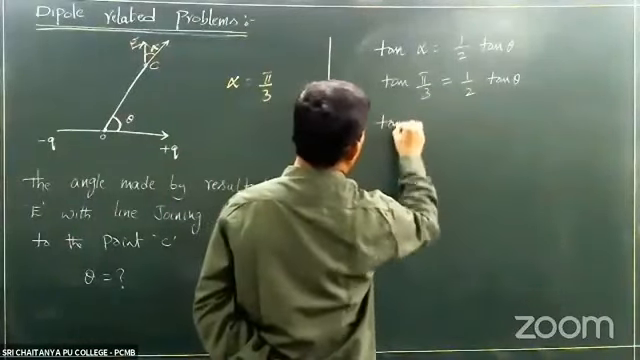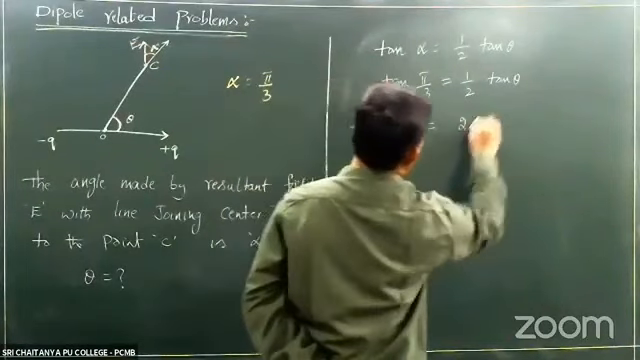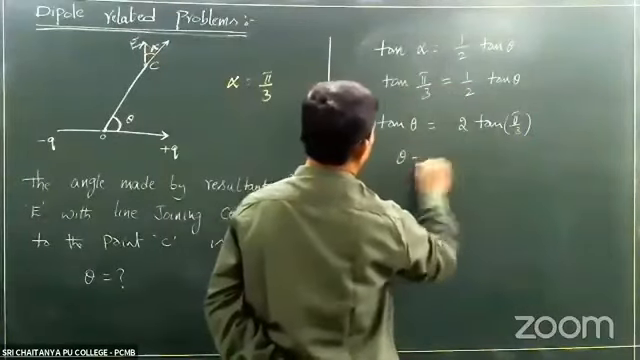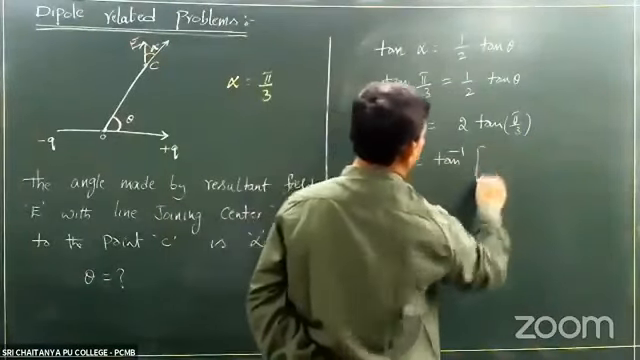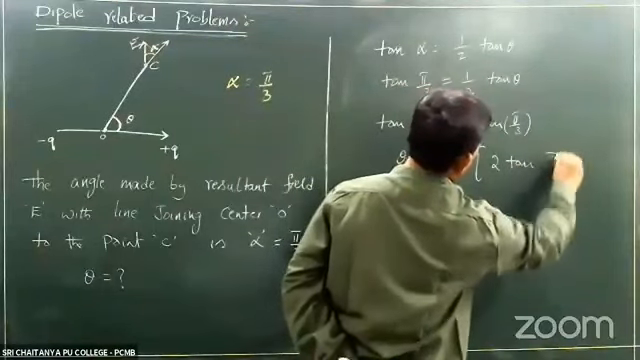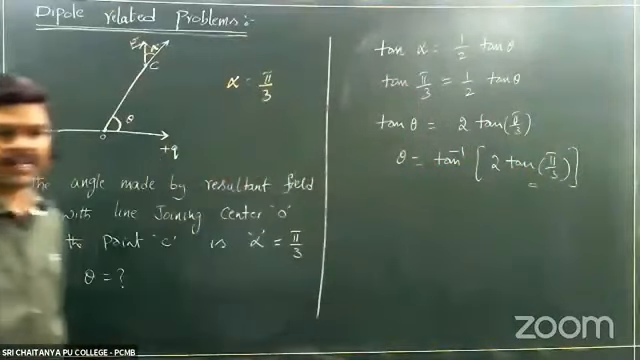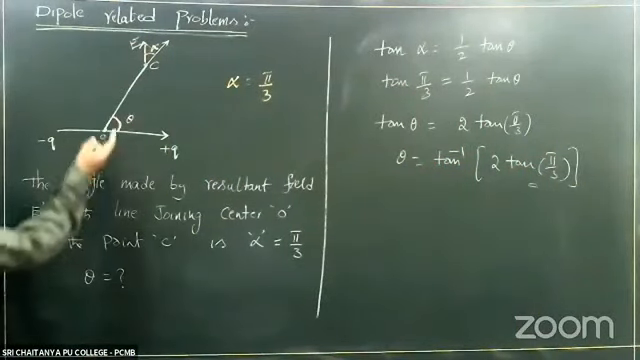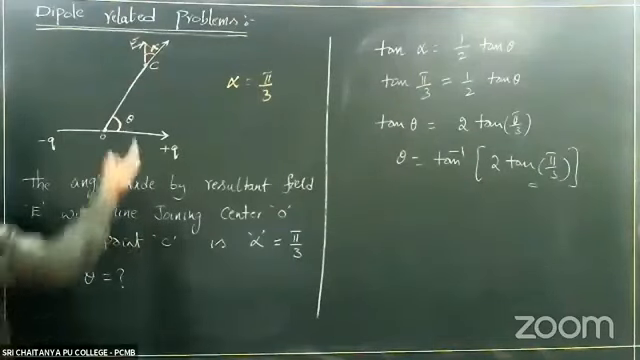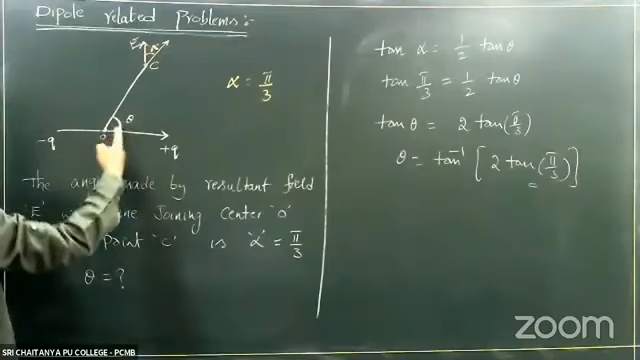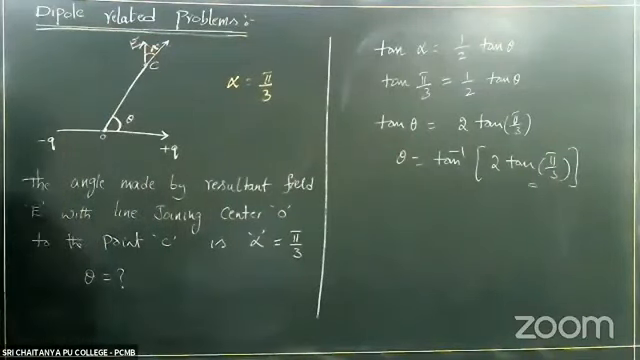So tan theta is equal to 2 tan pi by 3. Theta is equal to tan inverse of 2 tan pi by 3. Assign the value of tan pi by 3, you get the answer. They ask the relation between theta and alpha. By giving theta, they ask alpha, or by giving alpha, they ask theta, or by giving theta, they ask what is alpha plus theta. Whatever we discussed in the previous problem. Right? Come on, note down.